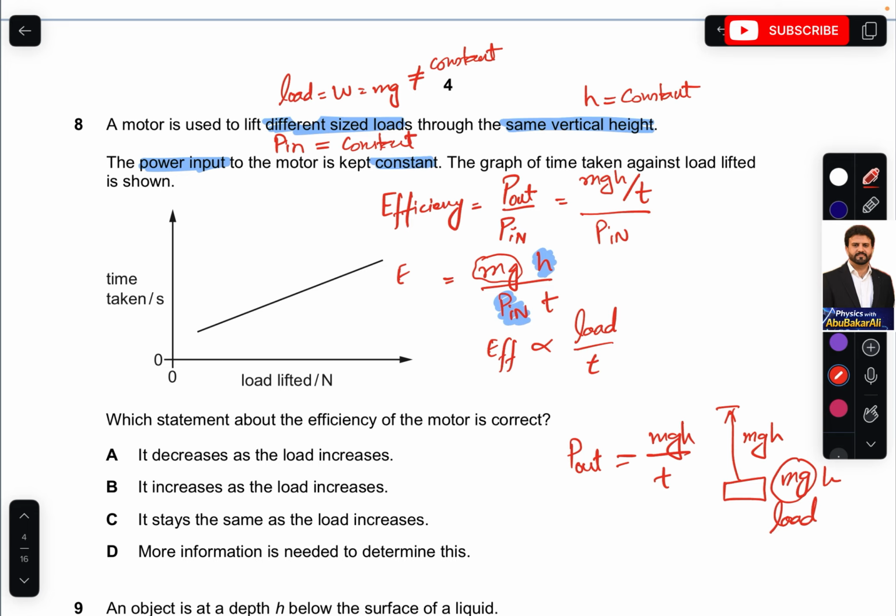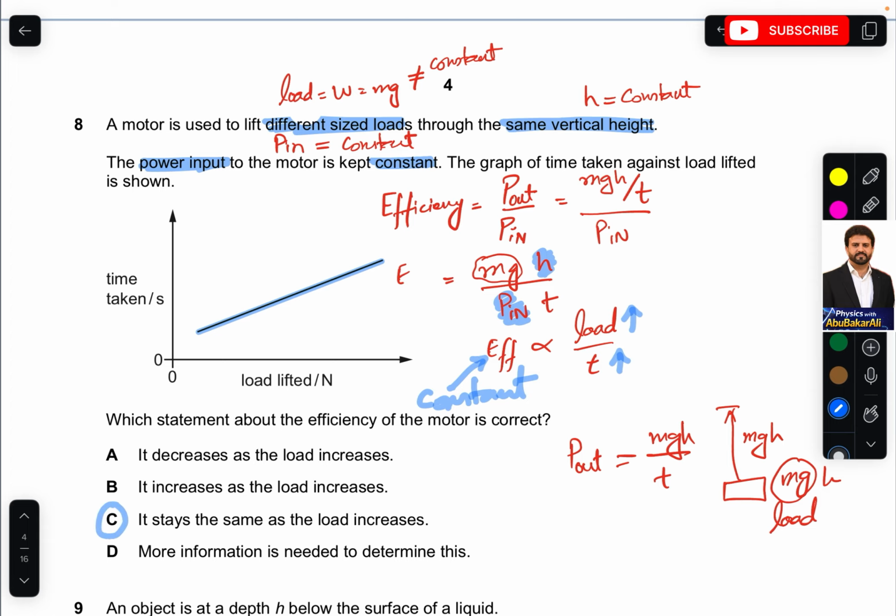So efficiency is proportional to the ratio of these two. And if you see the graph, what is happening here? They are changing in proportion. It's a straight line slope. The increase in load is increasing the time. The decrease in load, the decrease. So this ratio, if this increases, this also increases. So it means this will remain constant. Okay, so it's option C.